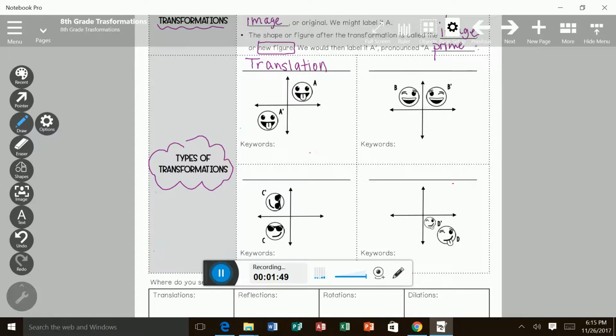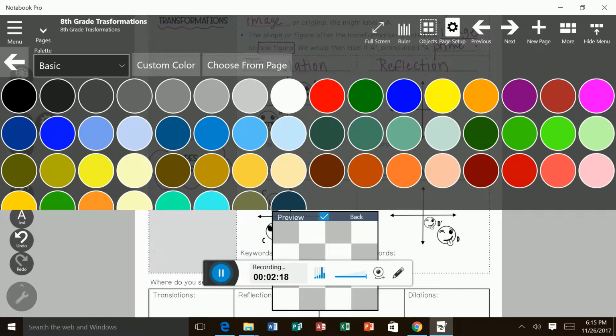Your next one is a reflection. Down here we have a rotation. And last we have a dilation. Okay, so we have 4 different types. We have a translation, reflection, rotation, and dilation.